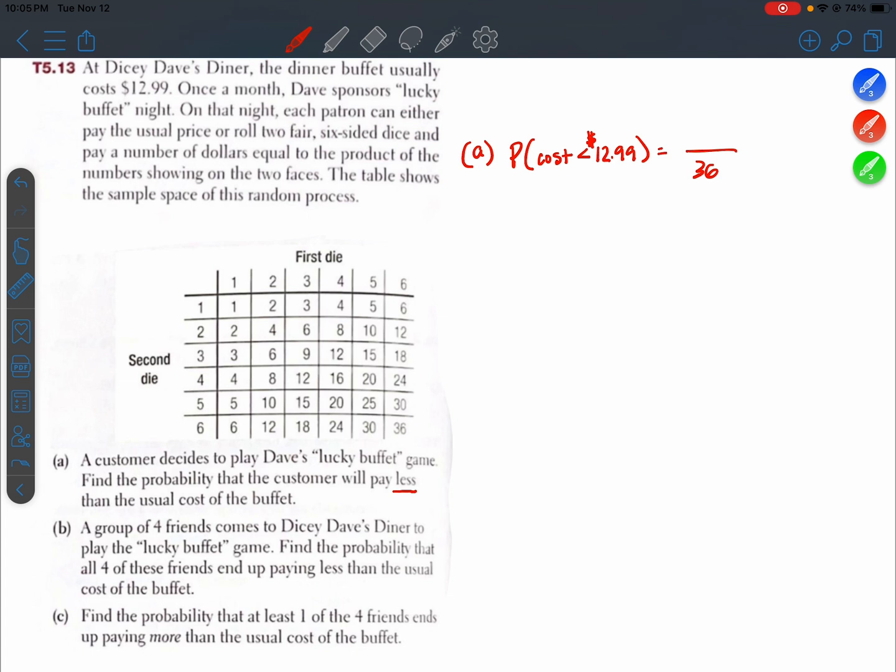All right, so we know that in our sample space there's 36 total outcomes, right? It's a 6x6 table. And we just need to count the values here that are less than $12.99. All of those are under $12.99. That's 1, 2, 3, 4, 5, 6, 7, 8, 9, 10, 11, 12, 13, 14, 15, 16, 17, 18, 19, 20, 21, 22, 23. So 23 out of 36, which is equivalent to about 64%, 63.9.